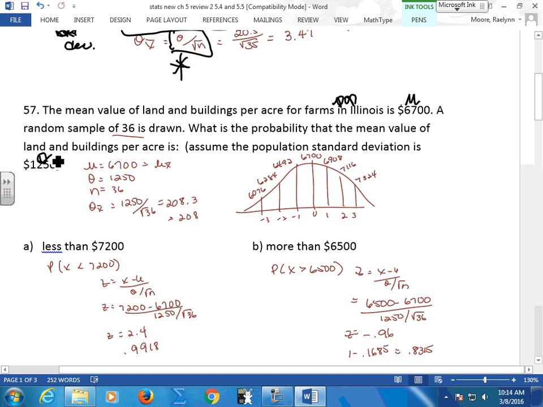And they said a random sample of 36 is drawn. So my mean is the same. I calculate my new standard deviation. From here, I'll make my chart, and then I do each one of these. What's the probability that X was less than 7,200? So we can see 7,200 is about over here. That's a good chunk of it.